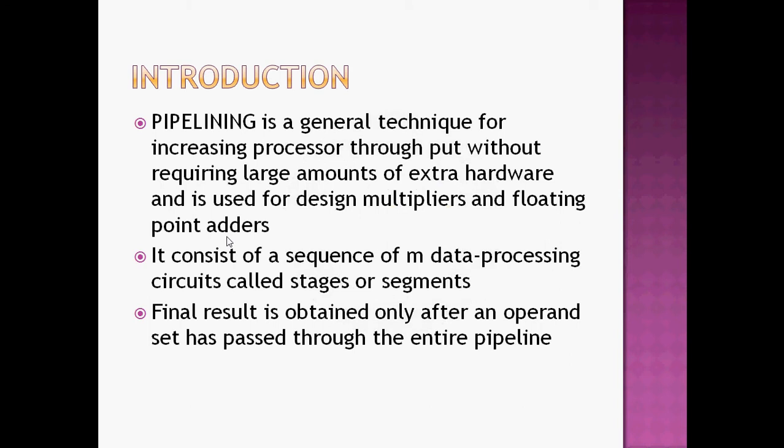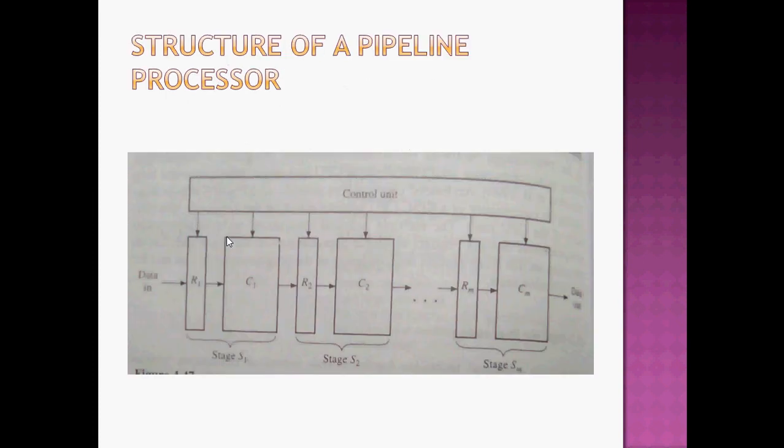Pipeline processing is a general technique for increasing processor throughput without requiring a large amount of extra hardware. It is applied to the design of complex data path units such as multipliers and floating point adders. Okay, we are going to start the introduction part of the topic.